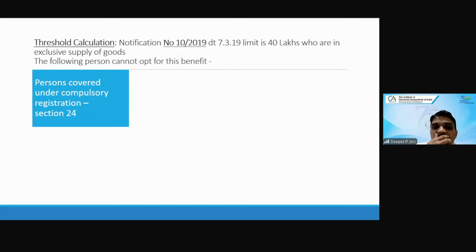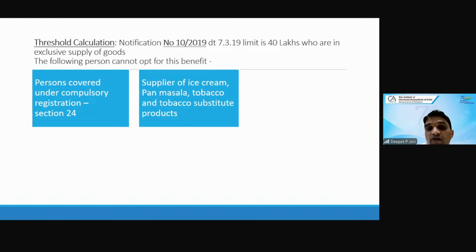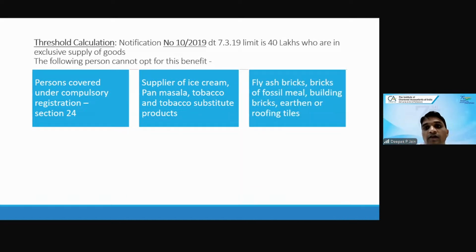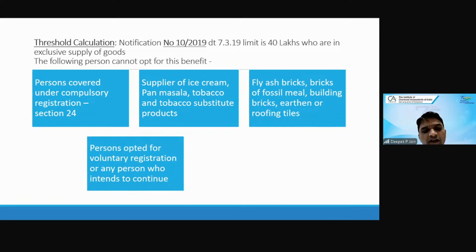However, there are certain exceptions. A person who is covered under compulsory registration, such as a supplier of ice cream, okay, under section 24 we'll see that some categories of people have to take compulsory registration. For them, threshold will not apply, so that 40 lakhs also will not apply. Then suppliers of ice cream, pan masala, tobacco and tobacco substitute products. Fly ash bricks, bricks of fossil meal, building bricks, earthen or roofing tiles. Then persons who have opted for voluntary registration also cannot claim the 40 lakh limit.